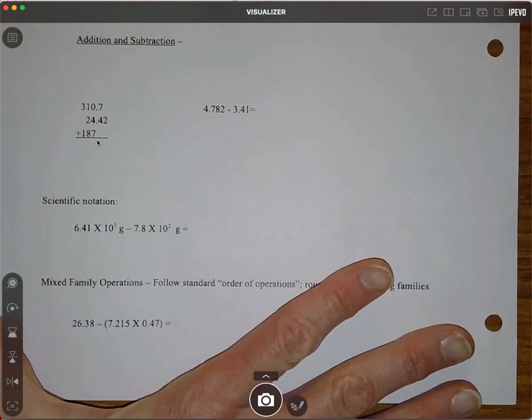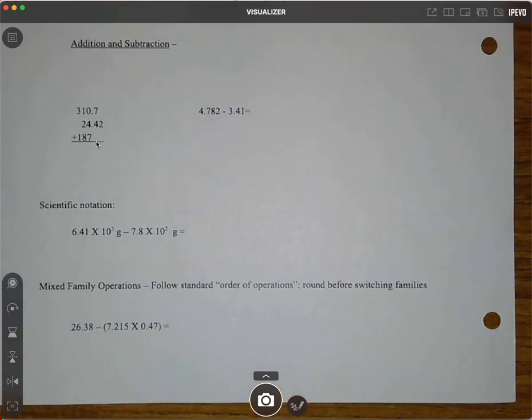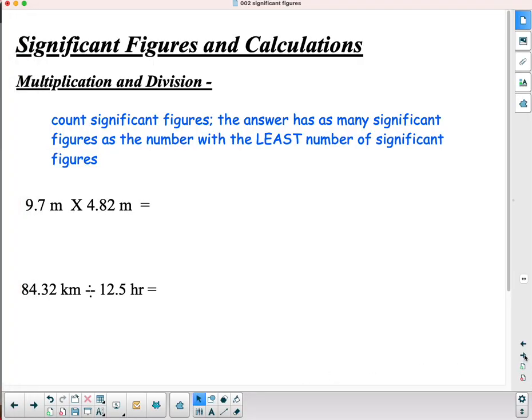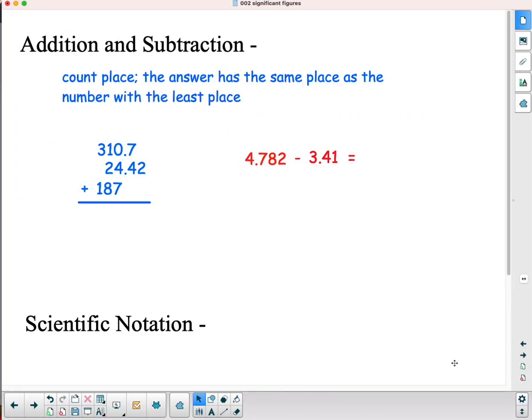Addition and subtraction has a different set of rules than multiplication and division. When we add and subtract, the rule is going to be to count place instead of significant figures, and the answer is going to have the same place as the number with the least place. Place like ones, tens, hundreds, or tenths, hundredths, and thousandths.